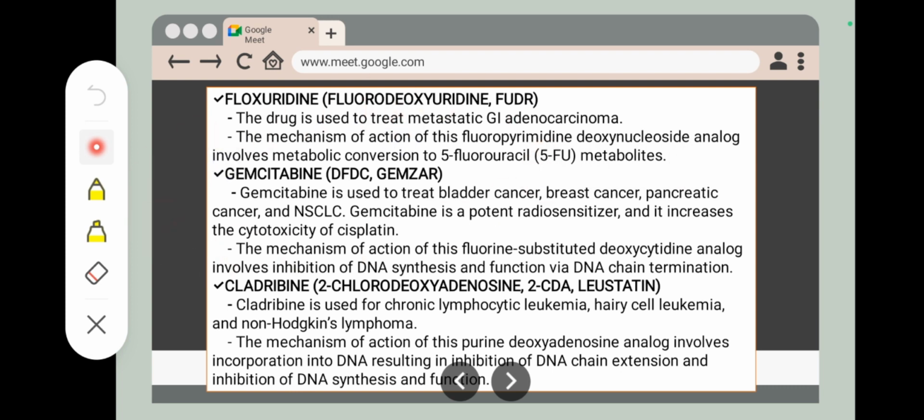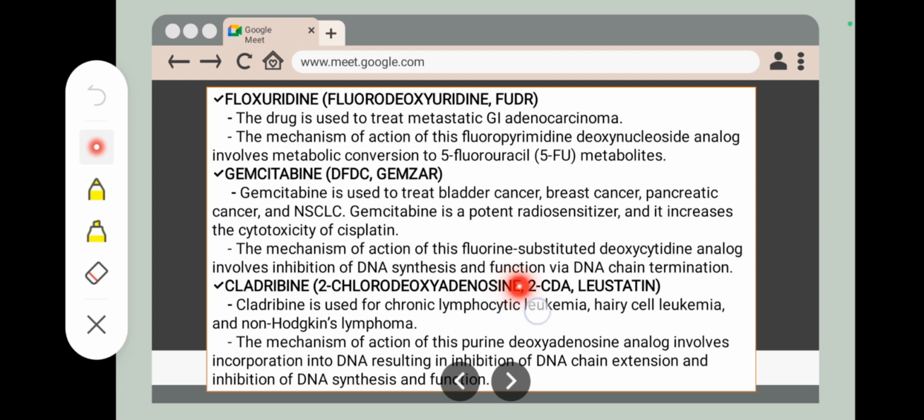Next drug is gemcitabine, with the initials dFdC, or known as Gemzar. This drug is used to treat bladder cancer, breast cancer, pancreatic cancer, and NSCLC. This is a potent radiosensitizer and increases the cytotoxicity of cisplatin. And the mechanism of action of this fluorine-substituted deoxycytidine analog involves the inhibition of DNA synthesis and function via DNA chain termination.